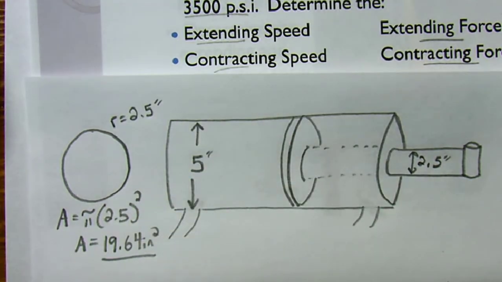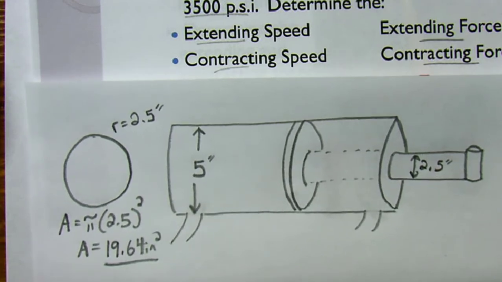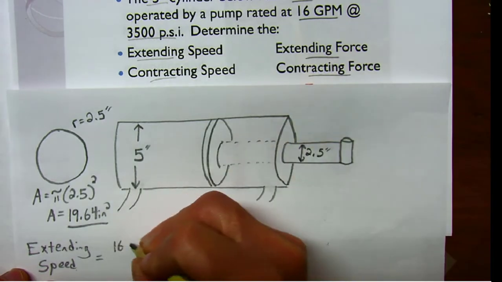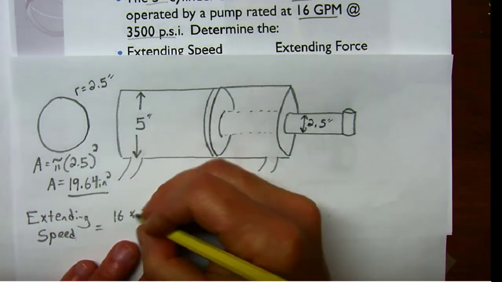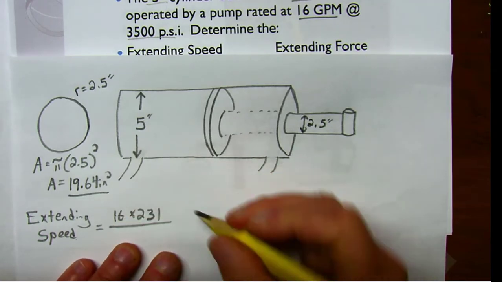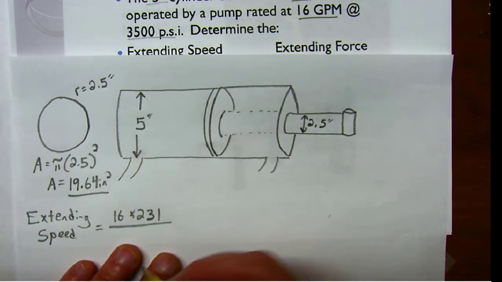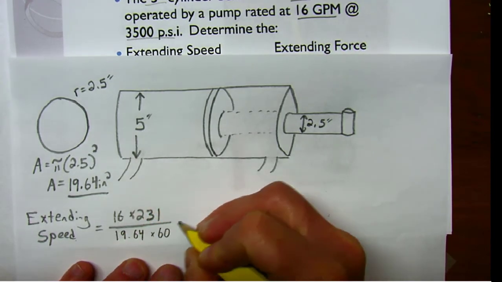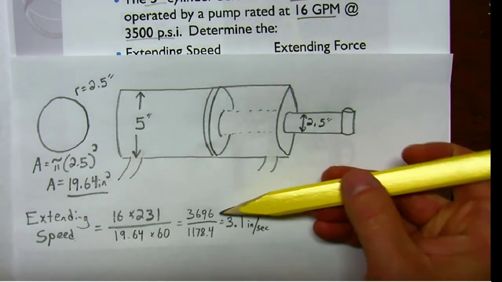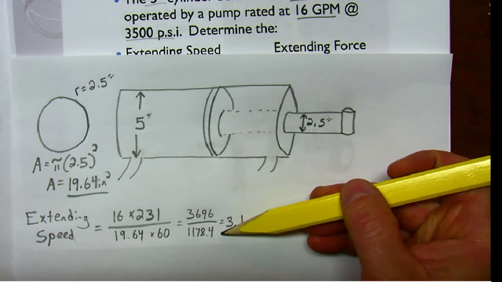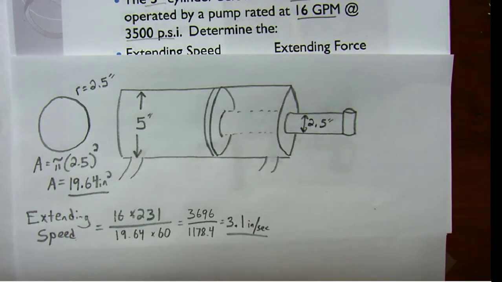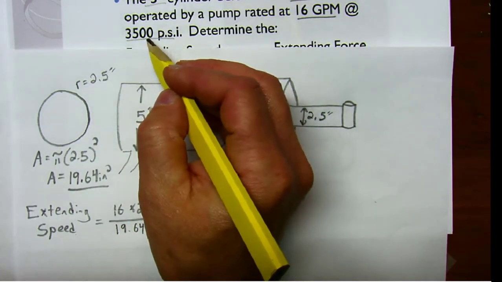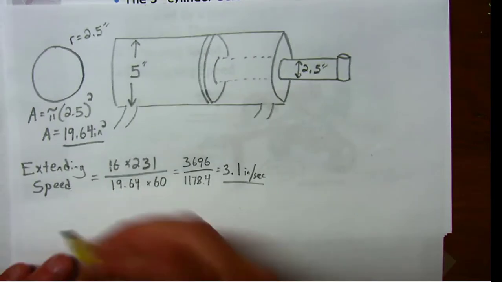So we could do all the math on the extending side of this right now. Our extending speed, flow rate, 16 gallons per minute, times 231, divided by our area, 19.64 times 60. On the top, that gives you 3696. On the bottom, that gives you 1178.4 for an extending speed of 3.1 inches per second. Extending force, that's easy. We know 3,500 psi, so we can multiply that by our area.